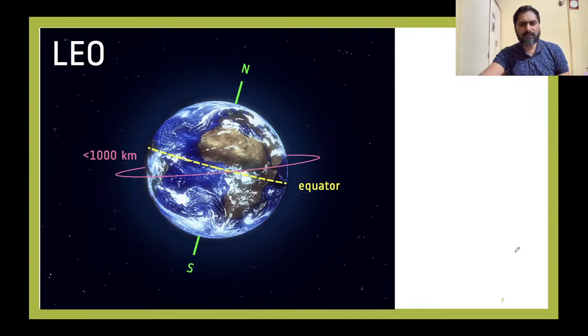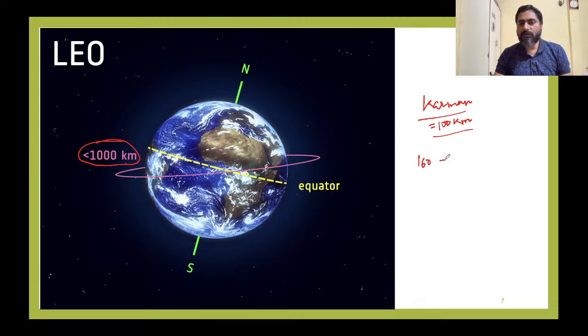Next type. This is just an image to show you. Here you can see the altitude. When we say altitude, this is from the surface of the Earth, that it should be less than 1,000 km. When we talk about space, there is what is called the Karman line. The accepted value of the Karman line is around 100 kilometers. We say that beyond 100 kilometers space starts, and between 160 to 1000 we are calling it LEO.